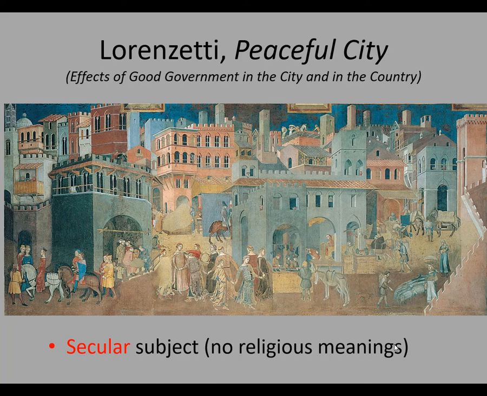And this is called Peaceful City. This is a secular subject, meaning it does not have a religious meaning. And that's hard to find in the Gothic age. Even in the Renaissance, it's not that easy to find in Italy. And we can see Lorenzetti's really trying his best at perspective. Some things aren't quite right, but it's almost there. He didn't invent perspective, but he's doing pretty good. Some things are a little awkward, like this thing on the left.